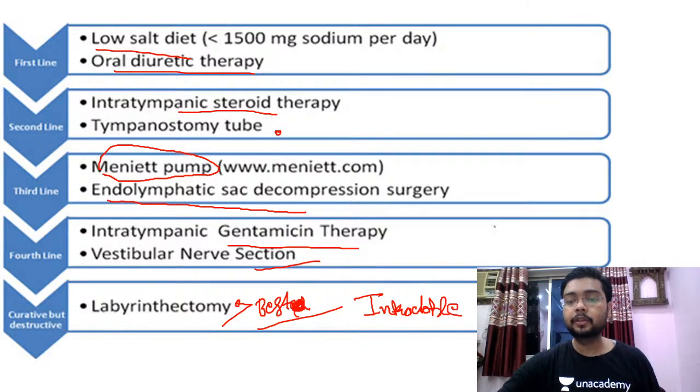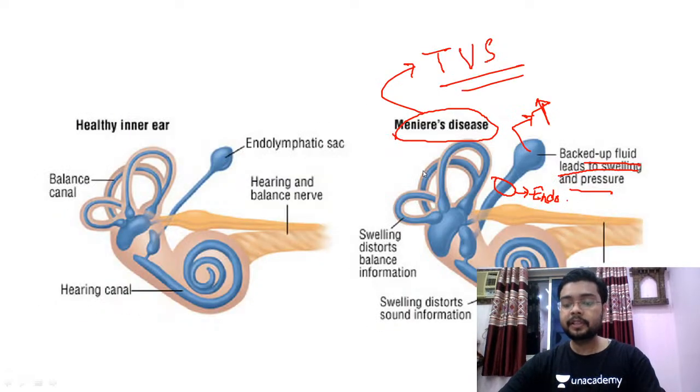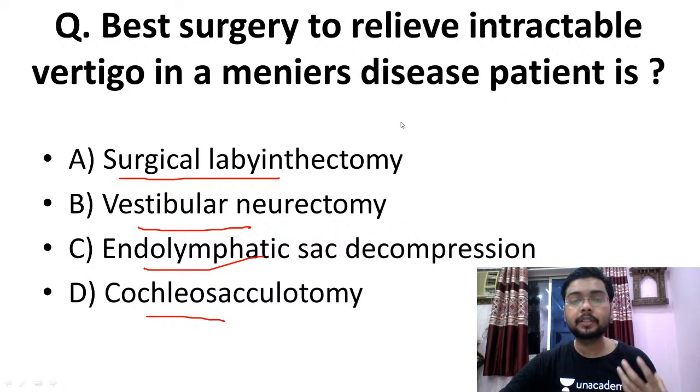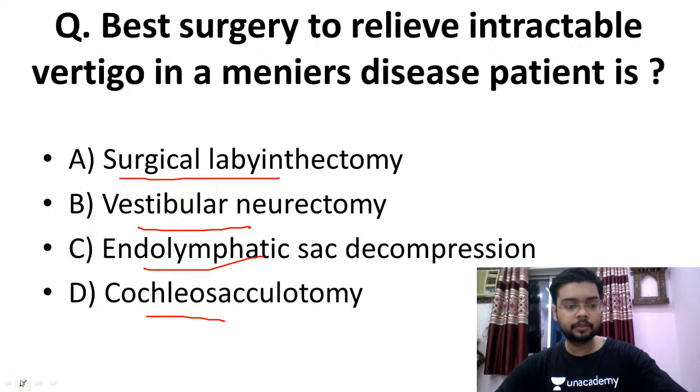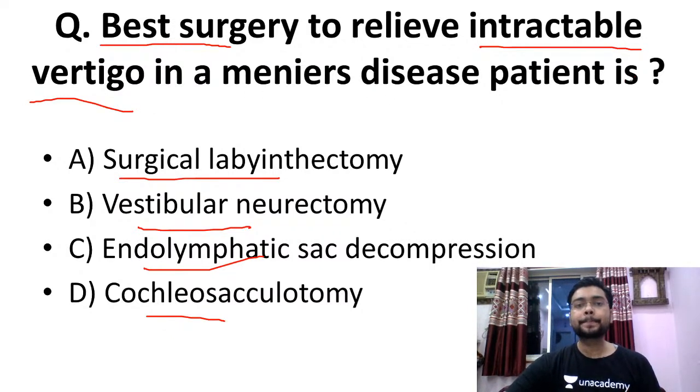Intractable means when these modalities are not working. So you will go step by step, first line, second line, third line, fourth line, and then finally the surgical destructive thing, that is the labyrinthectomy. Now if we revisit our question and see what our examiner wanted to ask, he had asked best surgery. So let me choose the pen. Best surgery to relieve intractable vertigo in a Meniere's patient, right? Best surgery, first keyword; intractable vertigo, second; in a Meniere's patient, third. So write me what will be the answer, right?